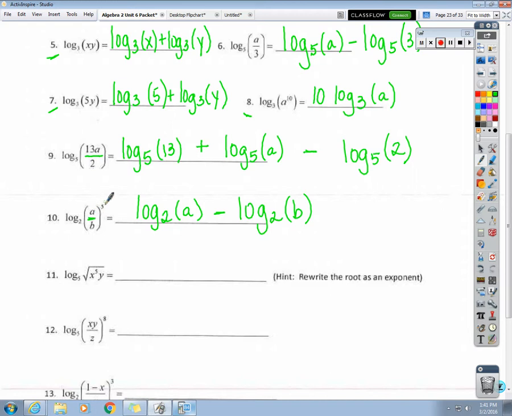Now, it's to the 5th power, but what is to the 5th power? Both of them, because the parentheses let you know that everything is raised to the 5th power. So both of them are raised to the 5th power, so when we bring them down, won't both of them have a 5?